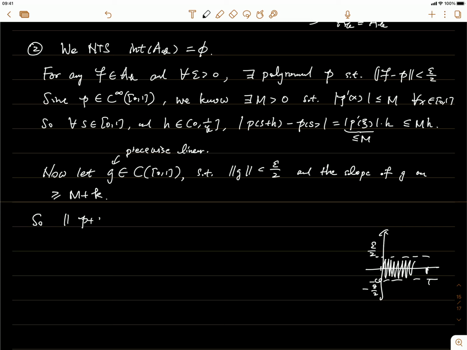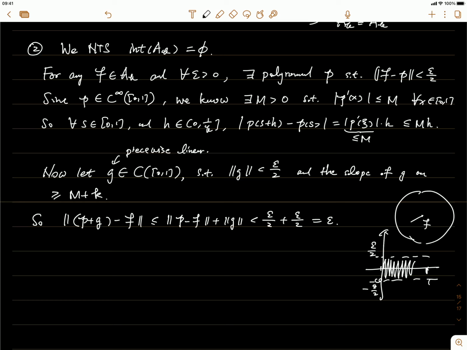So what I'm going to get is the norm of P plus g minus f. According to the triangle inequality, this is less than or equal to the norm of P minus f plus the norm of g. Both of them are less than half epsilon. The first one is because P is an approximation of f, as we said here. The second one is because g itself has a bounded magnitude. That's why this is equal to epsilon. Okay, so what this tells us is, as I showed earlier, if this is f and this radius is epsilon, I want to show some point in the neighborhood of f.